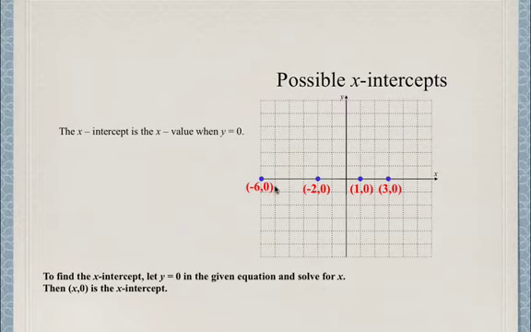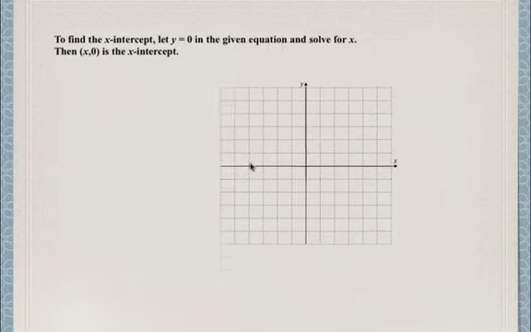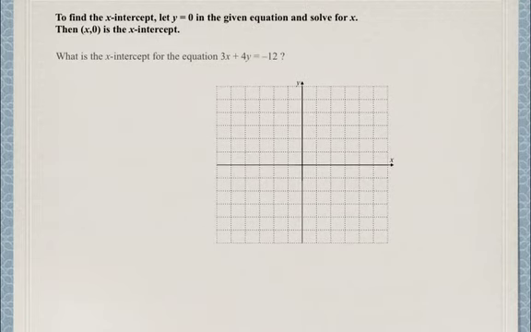So some value of x, and the y coordinate is always going to be 0. So we're going to take a look at our same equation. We want to know what the x-intercept is for the equation 3x plus 4y equals -12.